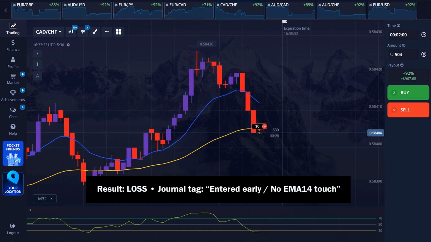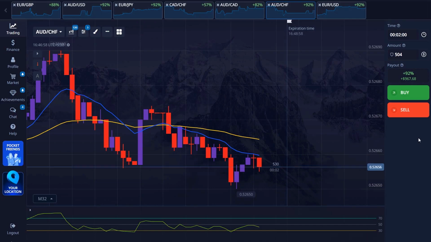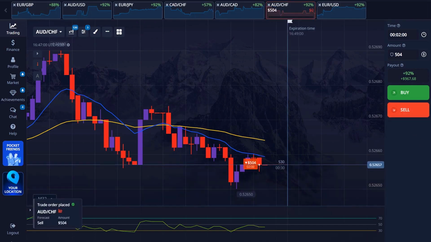Notice how price finally tags EMA-14 and even pushes toward EMA-50. Next, we'll stick strictly to the rules and compare the results, so you can see why patience pays.